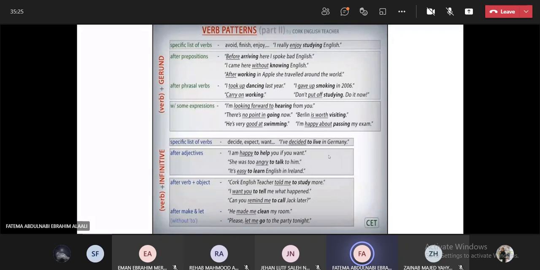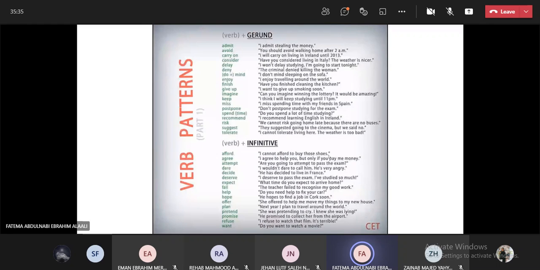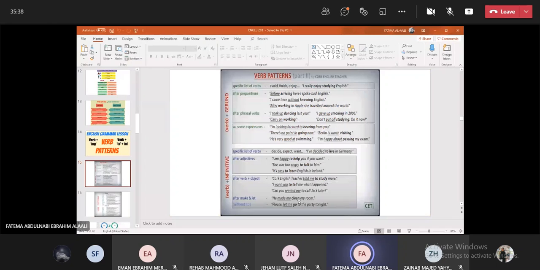The last use of verb plus infinitive is after make and let, without to. Like: he made me clean my room. Please let me go to the party tonight. After let and make, it should be without to, not to let or to made. We do not add to with make and let. It's the infinitive without to. So he made me.